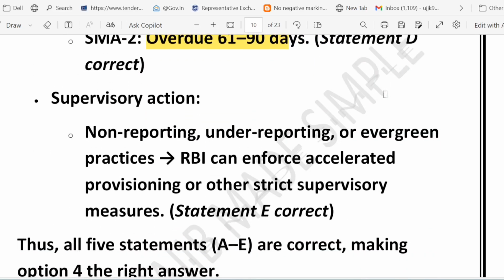And I told you that, under supervisory action, RBI can impose penalty and accelerated provisioning. So friends, remember, CRILC is the RBI watchdog for big borrowers, and SMA tagging is an early warning system for NPA. I hope you understood this background.